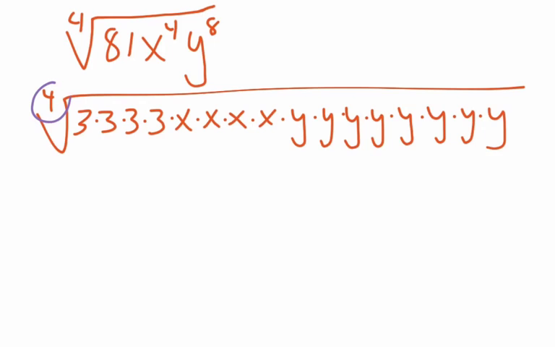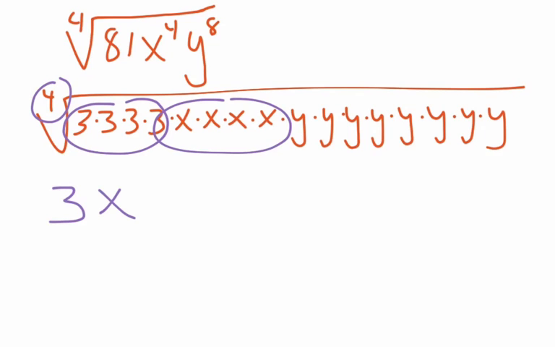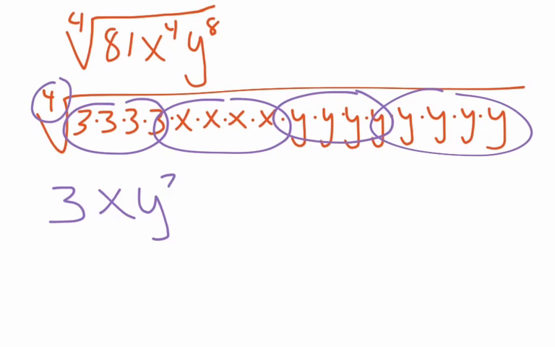So remember, because we have a 4th root, we're going to be looking for groups of 4. So I have a group of 4 3s. I have a group of 4 x's. And then we have a group of 4 y's, and then we have this other group of 4 y's. And that gave us the y squared. In last class, we actually left the problem here.